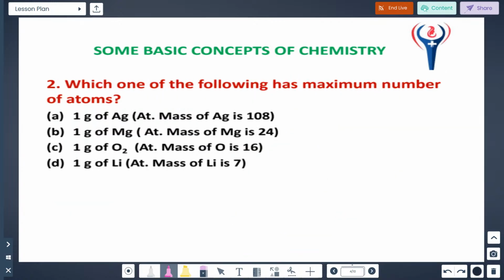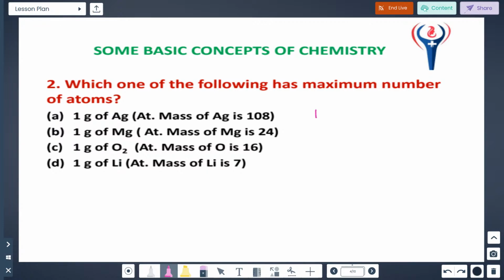Which one of the following has maximum number of atoms? Based on mole concept, I set one question like this. Maximum number of atoms means here, for each and every one, the atomic mass is given. Generally, suppose for example I am taking this one, 1 gram of silver. Suppose here its atomic mass is given.